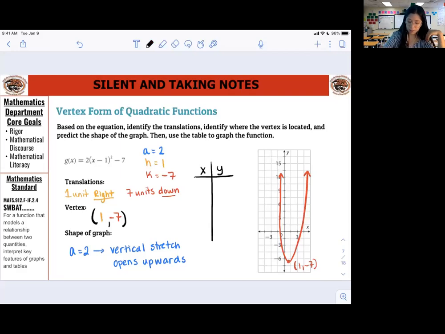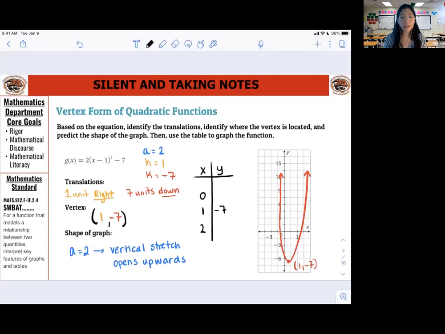So the vertex is kind of like my center. So what I'm going to do is I'm going to put down my vertex, 1 comma negative 7. And all I'm going to do is figure out, okay, what happens to the left, so at 0, and what happens to the right at 2. All I'm doing is 1 point on the left and 1 point on the right. And the reason I'm doing that is just so that I can make it a little bit more accurate.